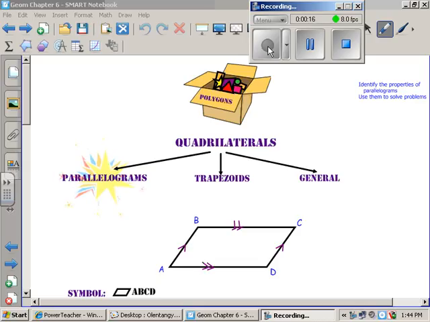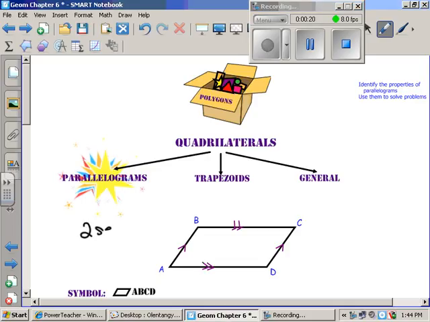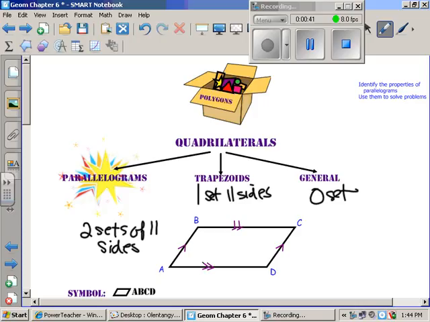A parallelogram has two sets of parallel sides. Okay, so opposite sides are parallel. A trapezoid has one set of parallel sides, and the regular quadrilaterals have no sets of parallel sides.